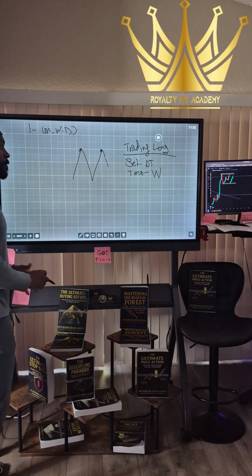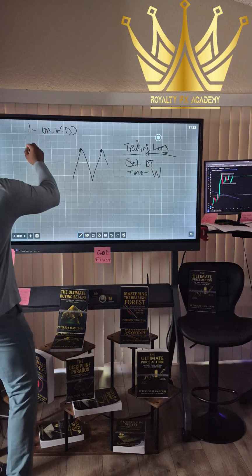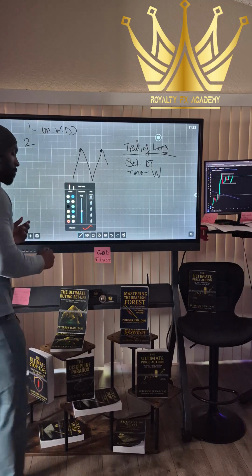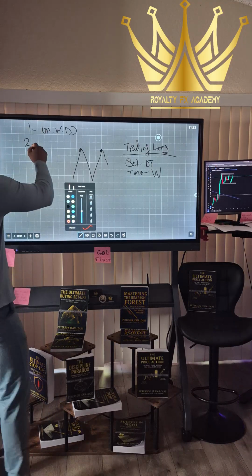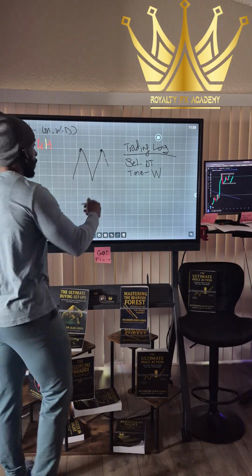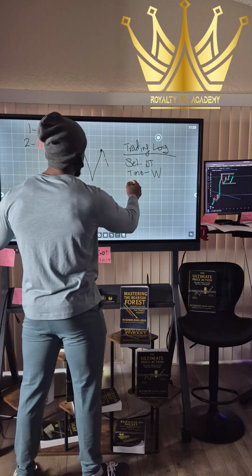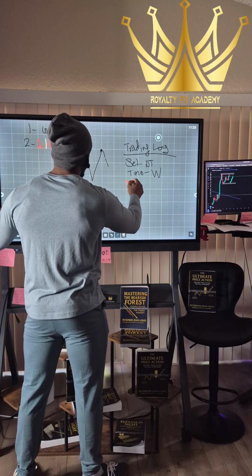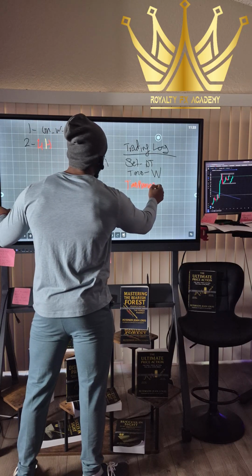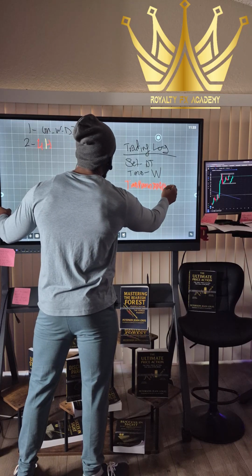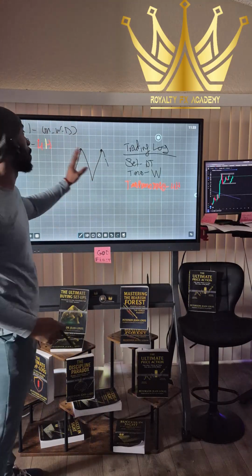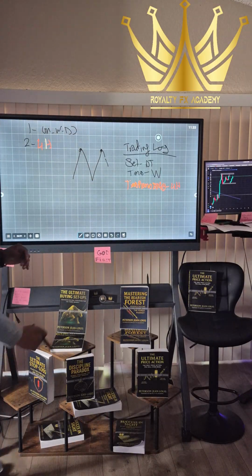Once the zones are placed, now we go to rule number 2. Rule number 2 is the time frame that you use to execute, so that will be the 4-hour time frame. So for the execution time frame, the entry, 4-hour. Boom. Okay, so again, trading law goes hand in hand with your rules.